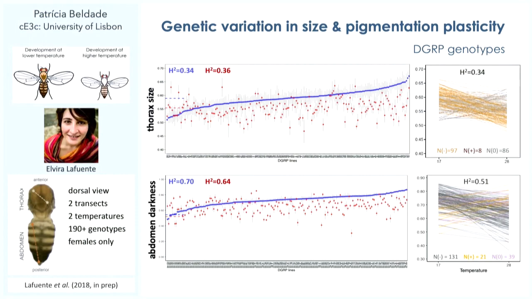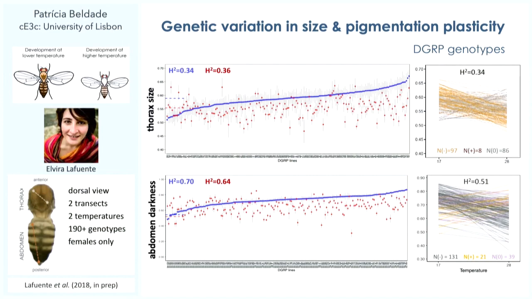And again, what you see here are estimates of the broad sense heritability, just based on how much intra versus inter line variation we see here. So they're okay, I mean, they're sufficient for us to be confident that there's genetic variation and that we can maybe attempt to map it.